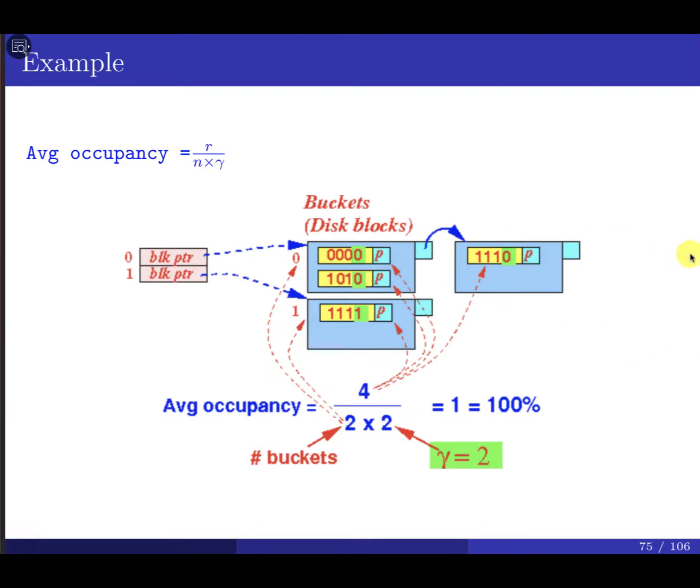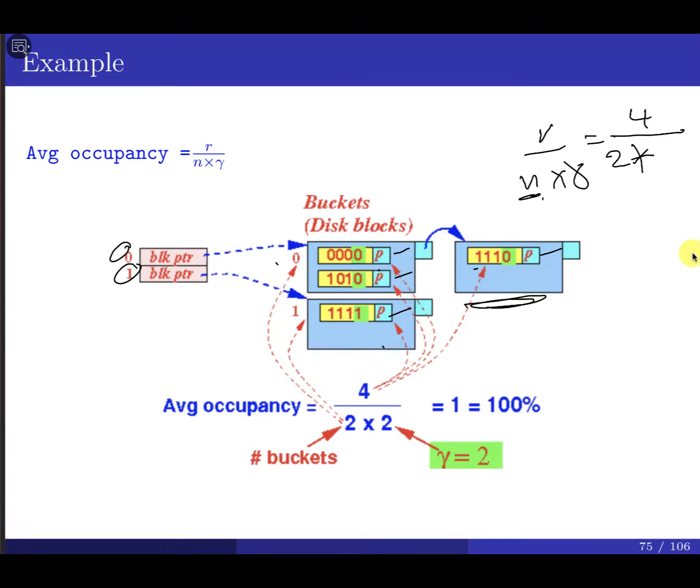First, I need to have the formula here. We have R divided by n multiply gamma. So take a look. What's the R here? 1, 2, 3, 4. We have 4 tuples or 4 entries in total. Divide by what's n here? N is going to be 1, 2. I have only 2. It's not 3. It's 2.